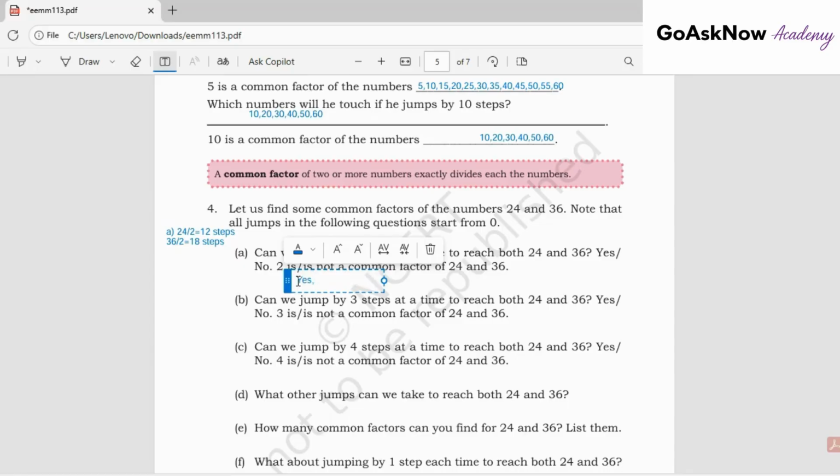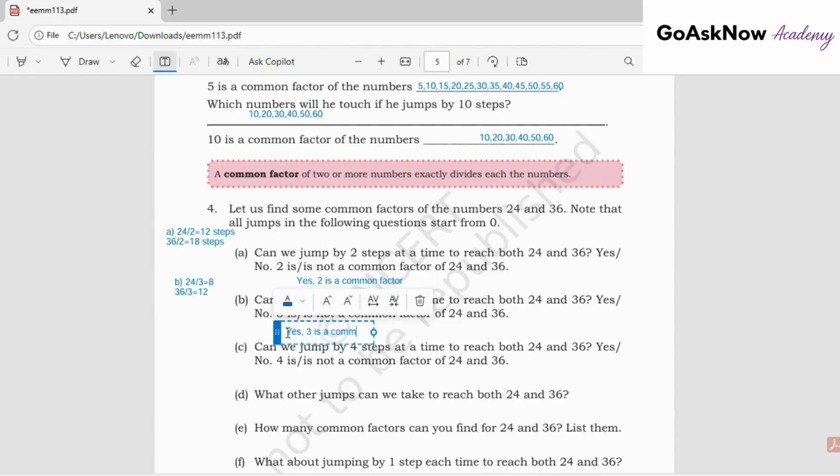Yes, 2 is a common factor. Next, calculating for option B. Now here we have to calculate 3. 24 divided by 3 is equal to 8, and 36 divided by 3 is equal to 12. Yes, this is also 3. 3 is a common factor.